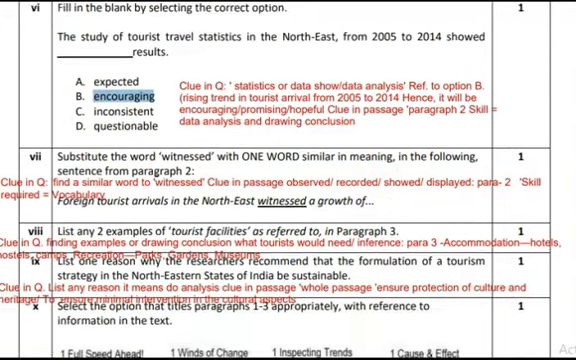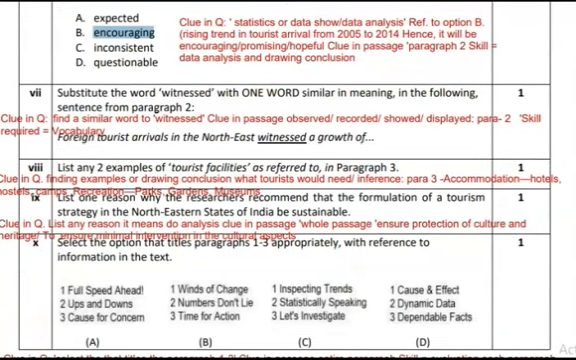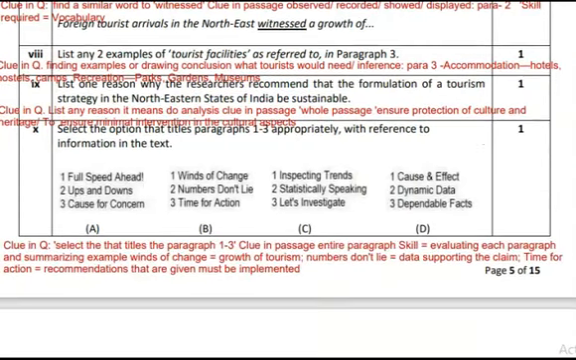Now, again, that is the key. Substitute the word witnessed with one word. Very easy question. There are 3-4 words given for the word witnessed in the second paragraph. Already the writer has given you where you have to find one word. No student can miss this mark, right? So it can be observed, it can be recorded, it can be showed or displayed. Very easy question again.